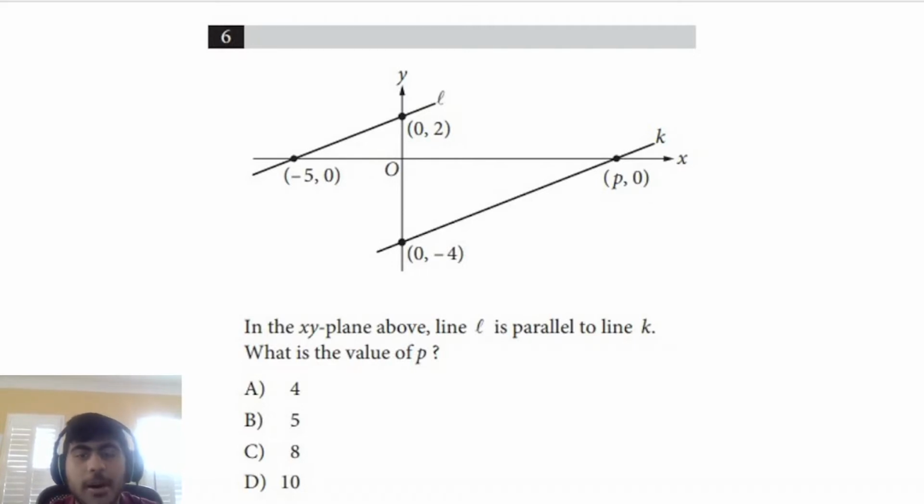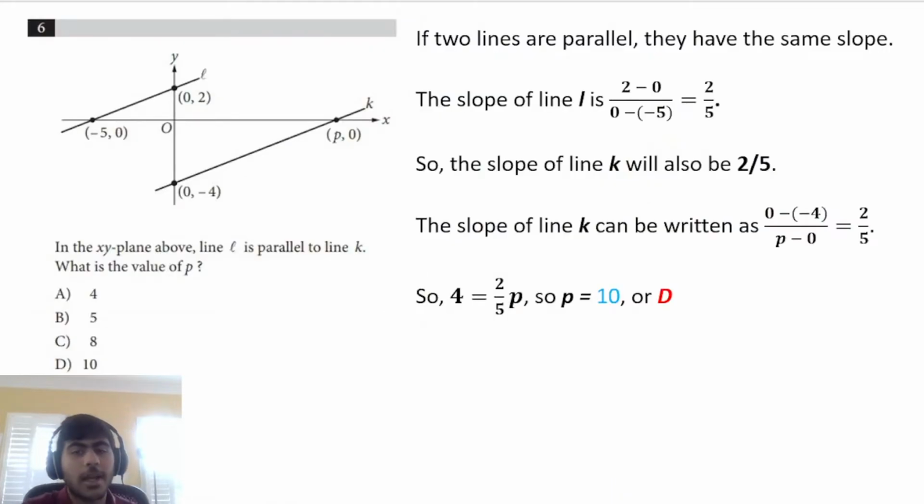In the xy plane above, line L is parallel to line K. What is the value of P, where P, 0 is a point on K? Let's see what we can do. Well, we know that if two lines are parallel, they have the same slope. That's the definition of being parallel. The slope of line L is (2 minus 0) over (0 minus -5), or 2/5 by rise over run. So since K and L are parallel, the slope of line K is also going to be 2/5.